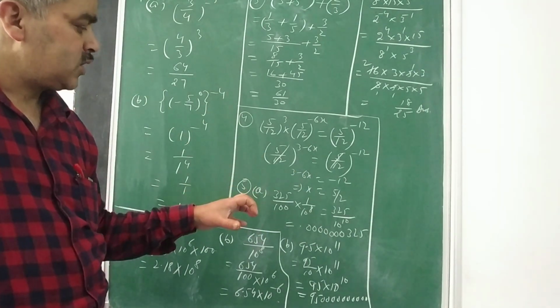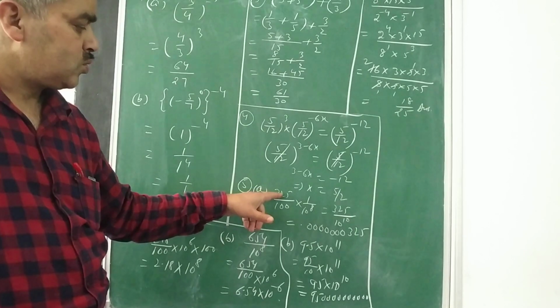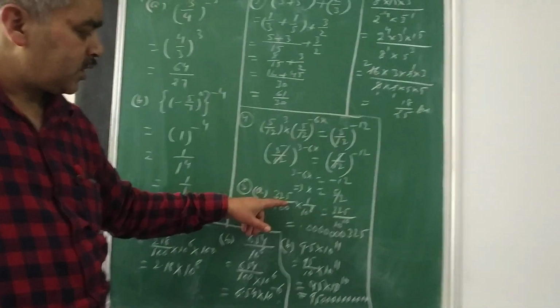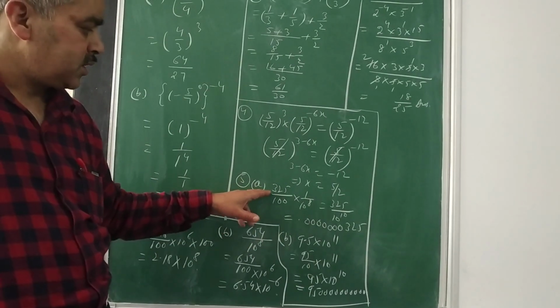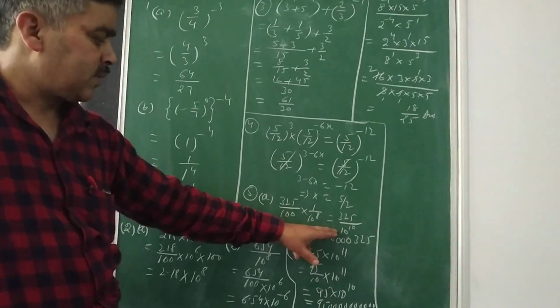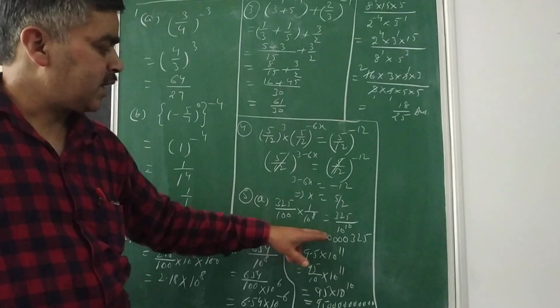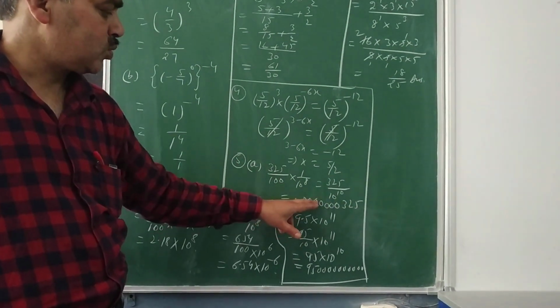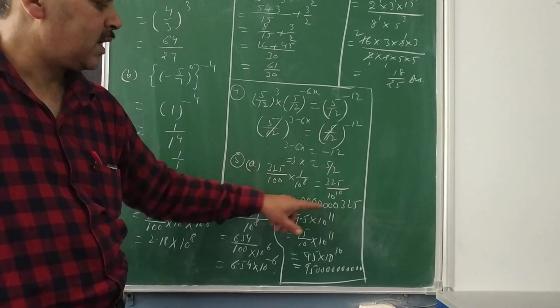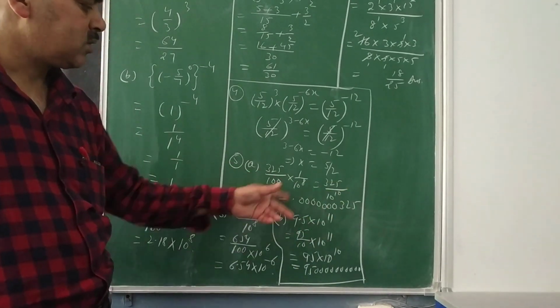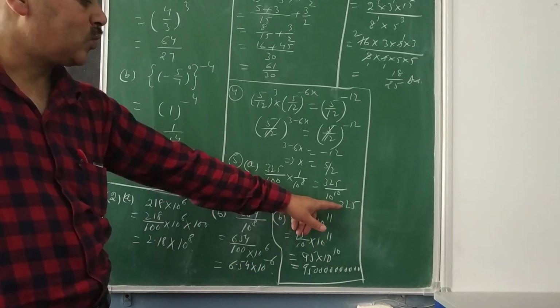Then in fifth question, A part, you have to write now in usual form. This is given in standard form. So 325 upon 100 into 1 upon 10 raised to the power 8. So here it is 325 upon 10 raised to the power 10. So you need to write 10 digits after the decimal. So 1, 2, 3, 4, 5, 6, 7 zeros you need to put because 3 digits already are there to make it 10 digits. So this will be the answer for this usual form.